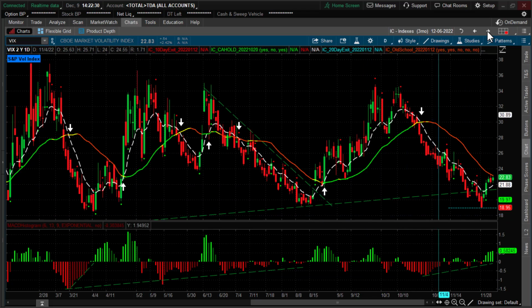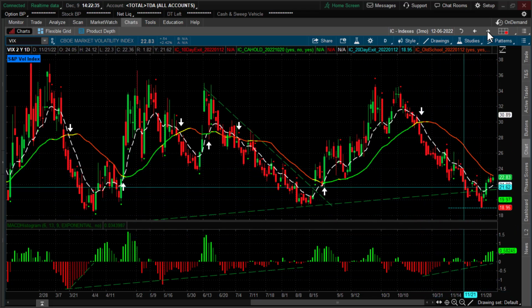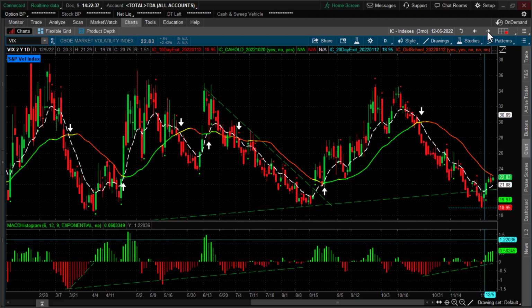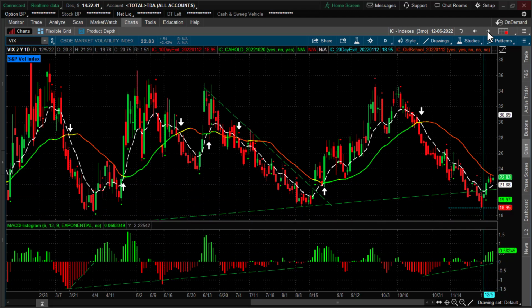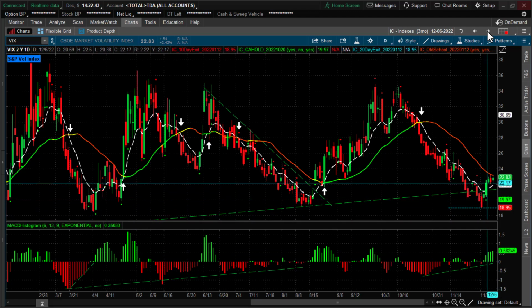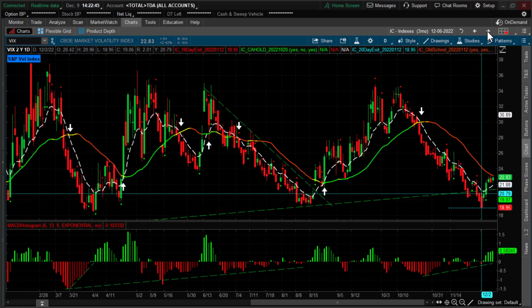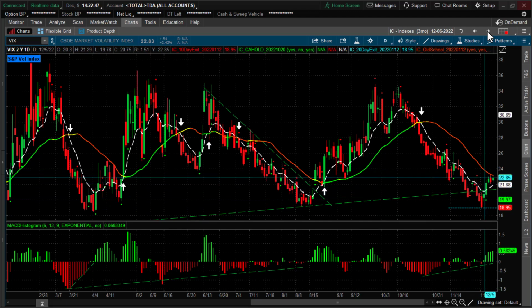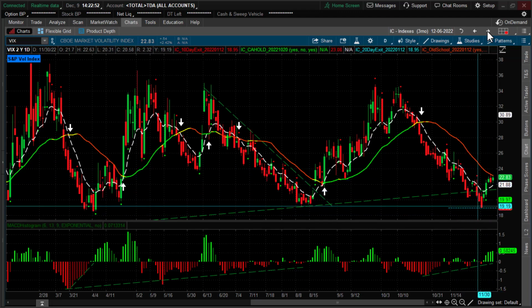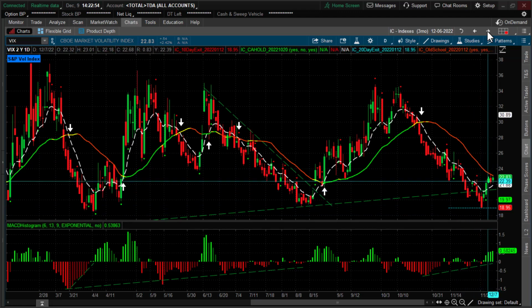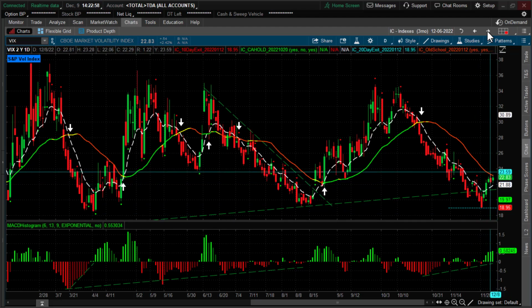Right now, the VIX had been in market phase 1, but as of 4 days ago, the VIX closed above the 10-day exponential moving average, but was below the 30-day simple moving average. So it went from phase 1 to phase 2. This little area right in here, these are all phase 2 points.